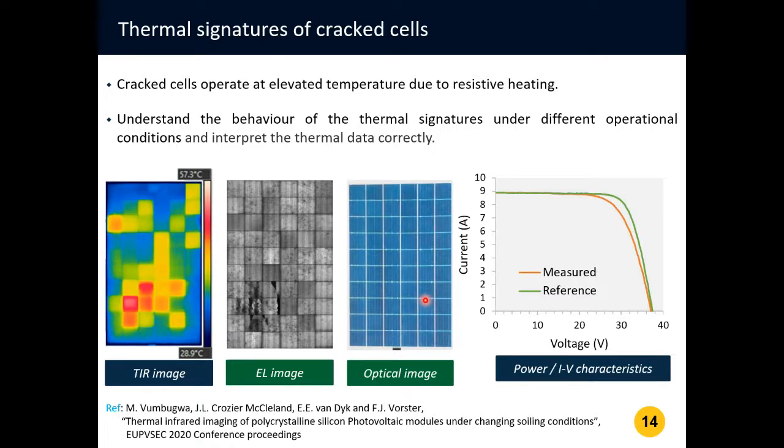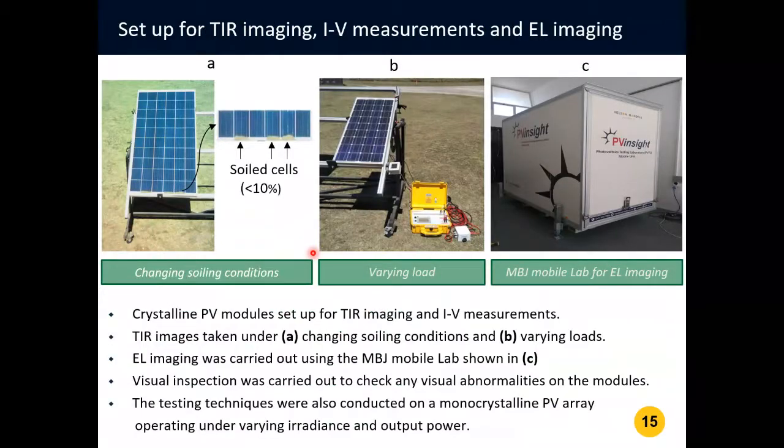Okay, so when conducting TIR imaging, the modules have to be inclined so that they capture maximum irradiance. So this polycrystalline PV module was inclined for TIR imaging and IV measurements when partial soiling was applied on cells in different substrings sequentially, as seen in this picture.